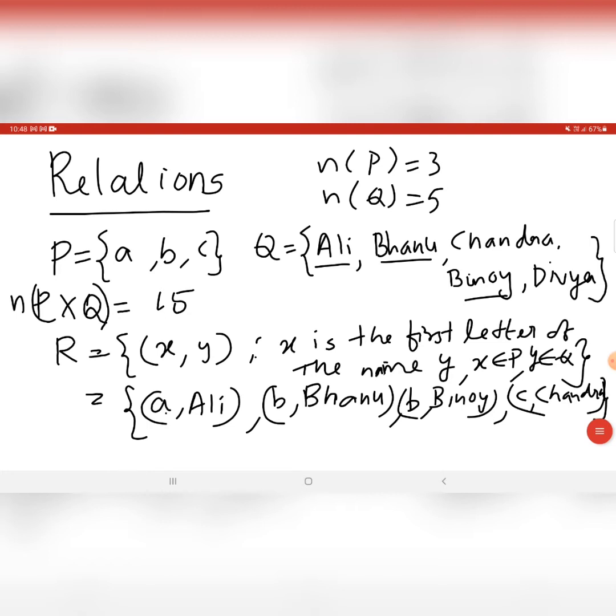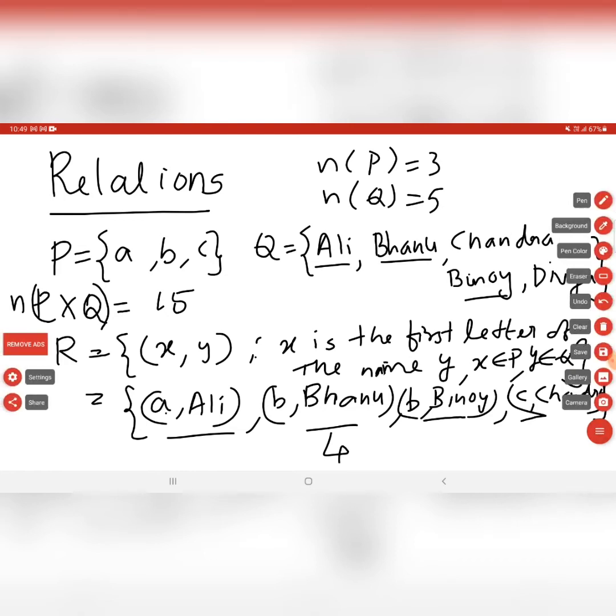Here we defined a relation from P to Q. What is that relation? That x is the first letter of the name y. So this R is a set known as a relation from P to Q. Now see the elements. How many elements are in this relation? 4. Now see what P cross Q is. It contains 15 elements, and R is a subset of the set P cross Q.